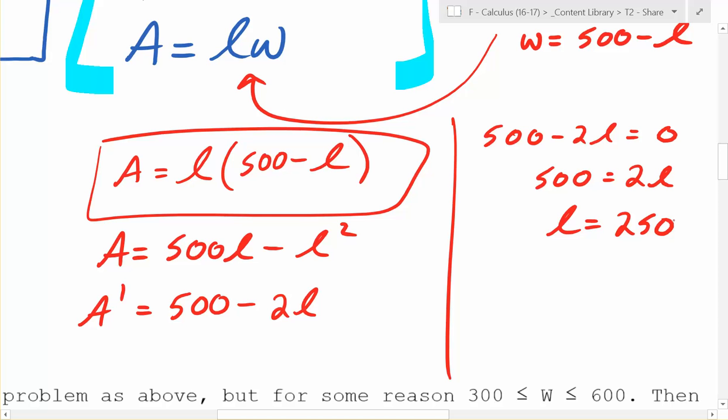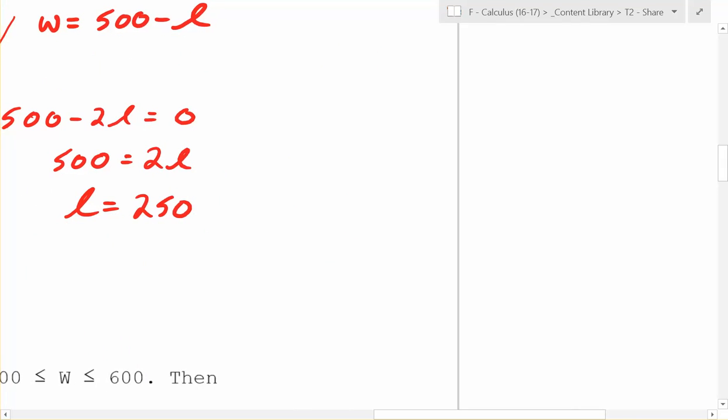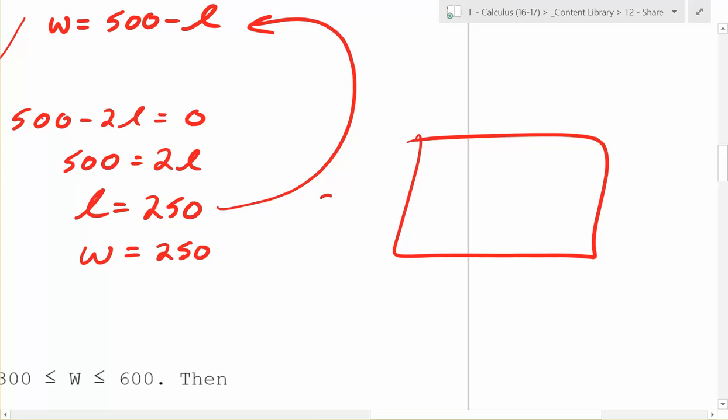So this question asks for the length and width, right? Do we have a relationship between length and width on the board? What's at the top there? So what's W going to be? 250. So what shape do we actually have? Yeah, and that should theoretically make logical sense. What shape maximizes the amount of space you can put inside a fence area? A square. That should make sense.